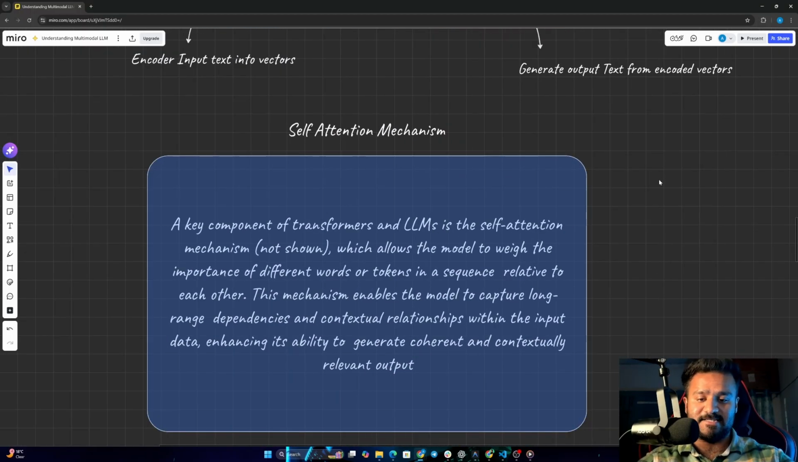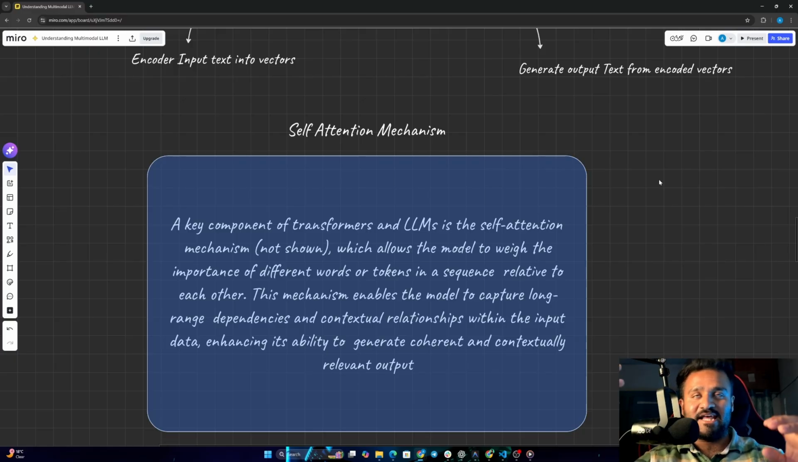Suppose I say, Harry boarded the train and he was late. Now when we read this, we instantly know that he refers to Harry, right? But how does the model know that he refers to Harry? That is where something called self attention comes into the picture. Self attention allows the model to look at all the words in the sentence and decide which ones are important for predicting the next word, right?